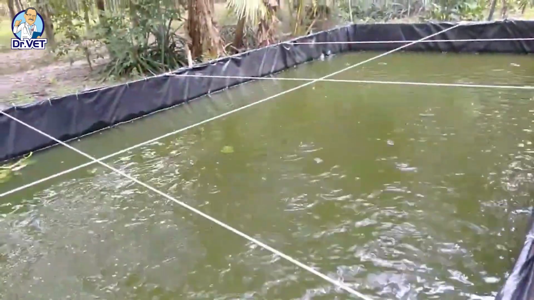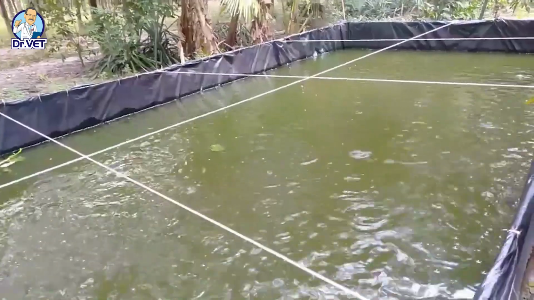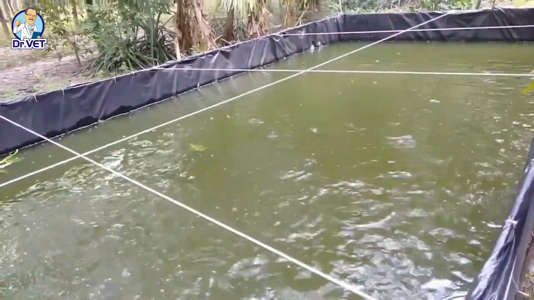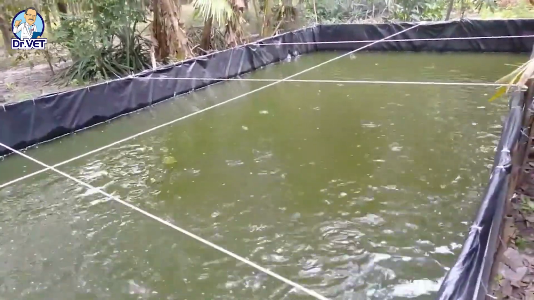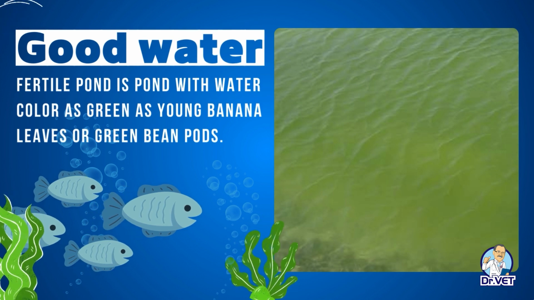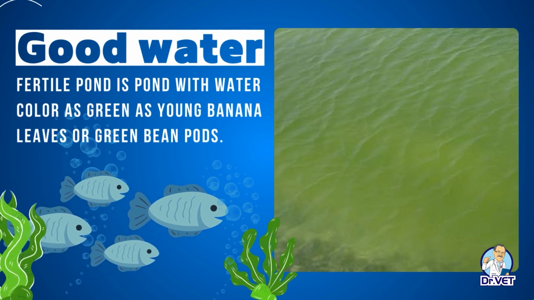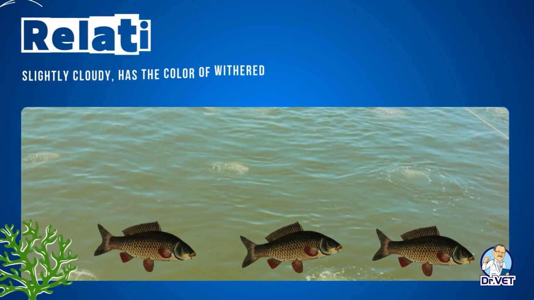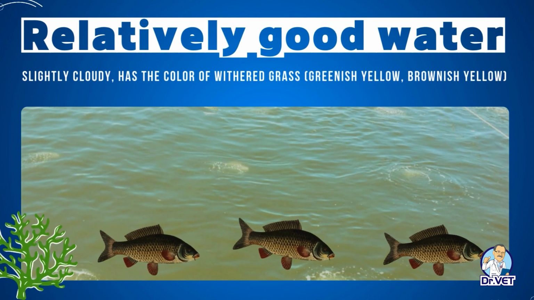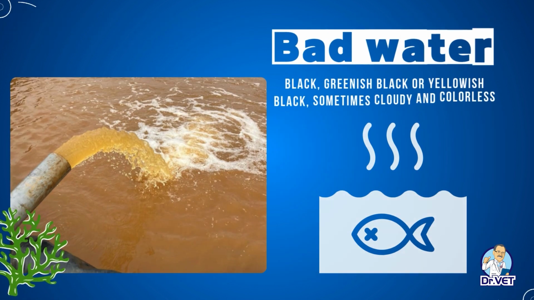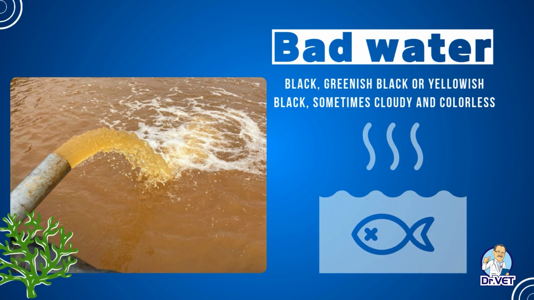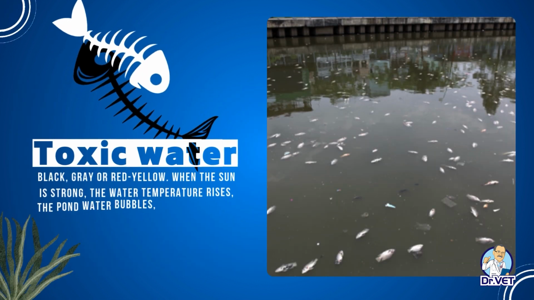In practice, to monitor and evaluate pond water quality, farmers can use water quality measuring tools such as pH, oxygen, and toxic gas tests. In addition, farmers combine this with observing water color. Good water, a fertile pond, is a pond with water color as green as young banana leaves or green bean pods. Relatively good water, slightly cloudy, has the color of withered grass, greenish yellow, brownish yellow. Bad water is black, greenish black or yellowish black, sometimes cloudy and colorless. Toxic water is black, gray or red yellow.